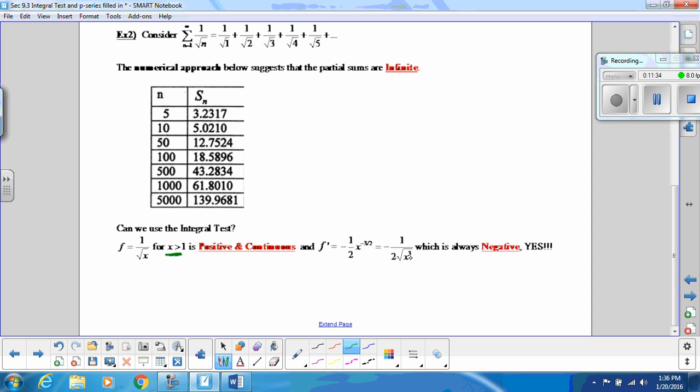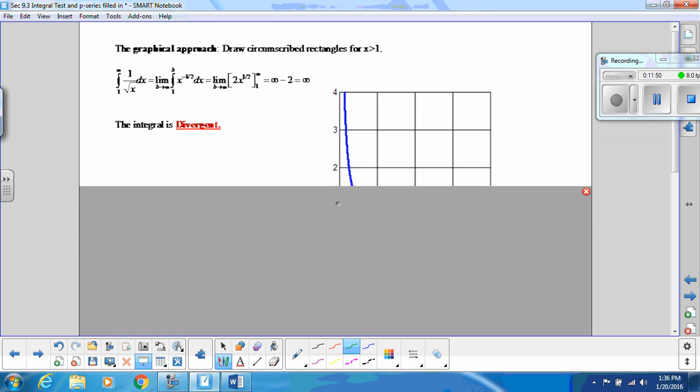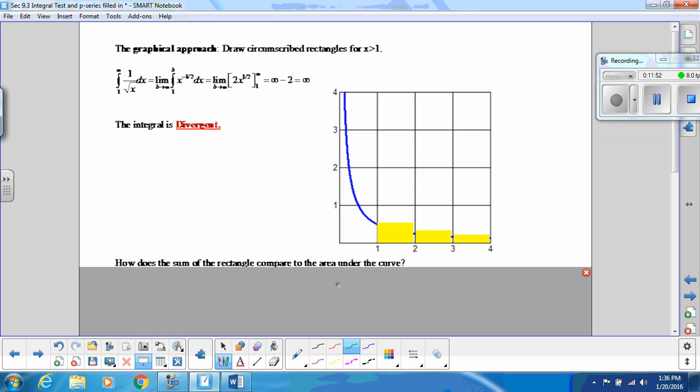All right, so remember, these will always be positive numbers here. So this is positive. This will always stay negative then. So yes, we can use the integral test for this example. Okay, so again, graphically speaking, if I draw those rectangles, they're going to be a little bit above the curve for x greater than 1. So keep that in mind.